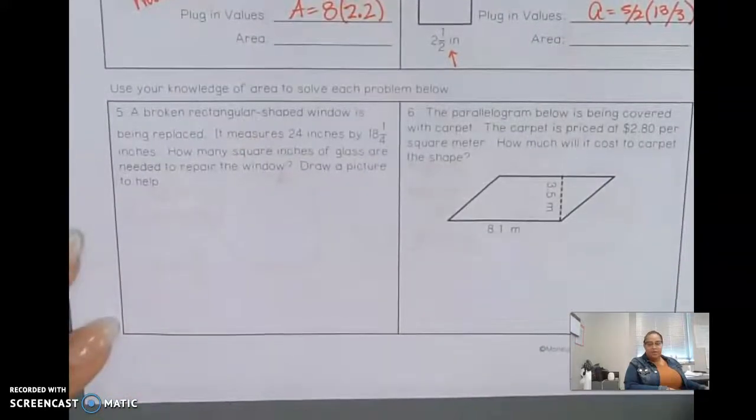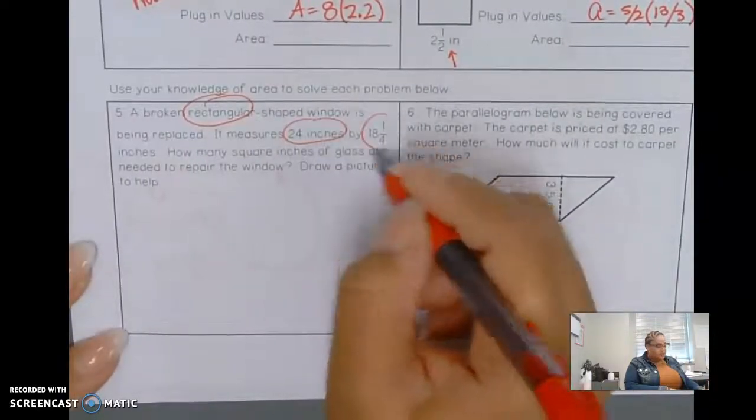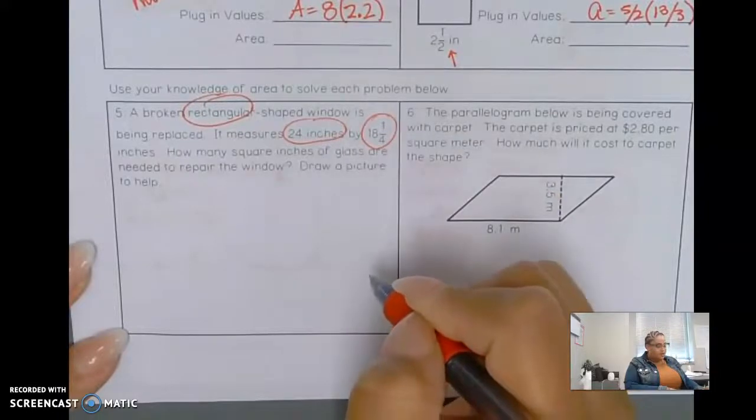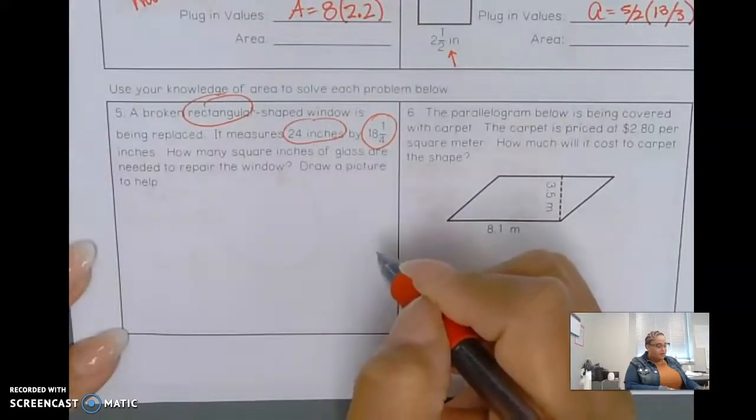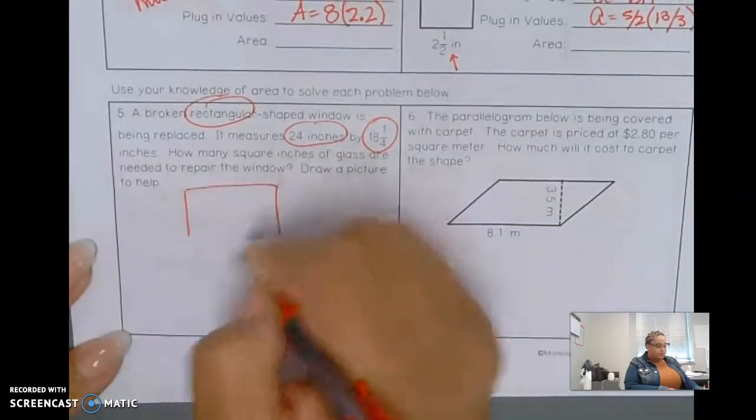Number 5. A broken rectangular shaped window is being replaced. There's my shape. It measures 24 inches by 18 1/4 inches. How many square inches of glass are needed to repair the window? Draw a picture to help.